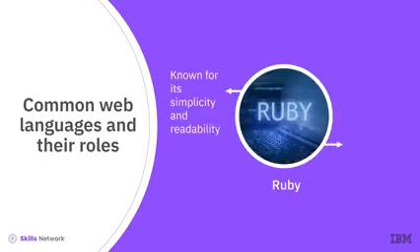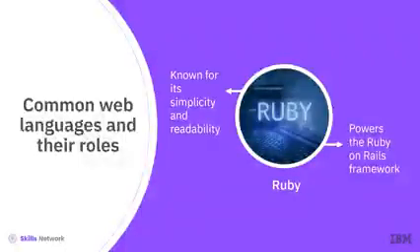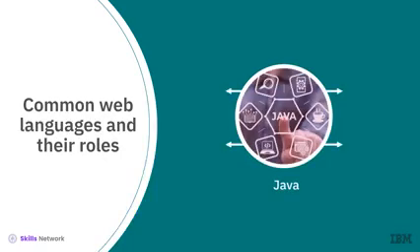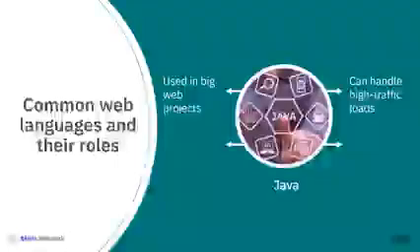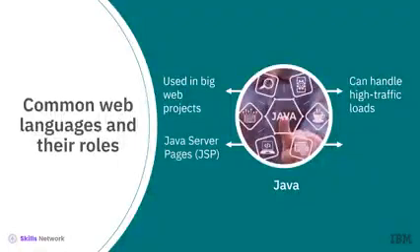Ruby is a simple and readable object-oriented programming language. It powers the Ruby on Rails framework for building scalable web applications. Developers usually use Java in enterprise-level web development projects. It can handle high traffic loads with Java Server Pages, JSP, and Java Servlets.